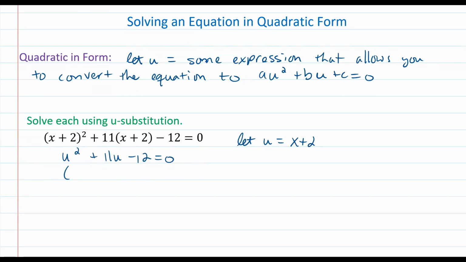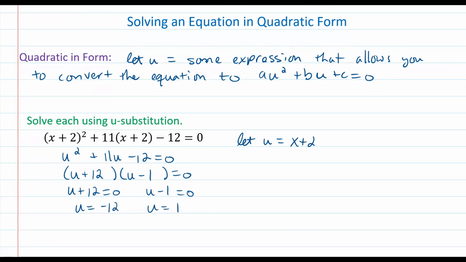So I have two factors, and the two factors are u plus 12 and u minus 1. I then set the two factors equal to 0 based on my zero product property, and that would be u plus 12 is equal to 0, and u minus 1 is equal to 0. Solve each of these, and what you get is u is equal to negative 12, and u is equal to positive 1.